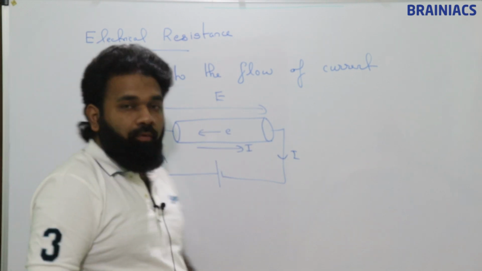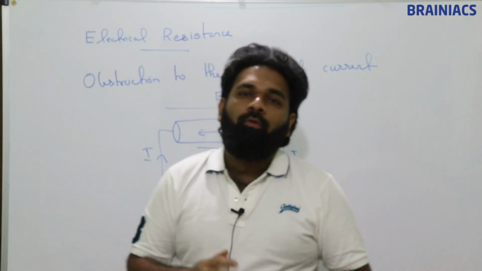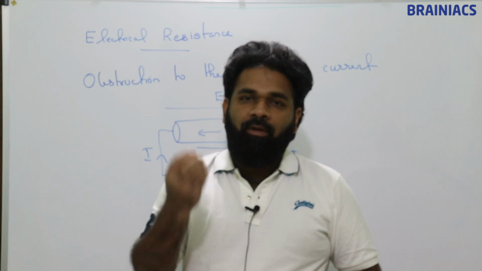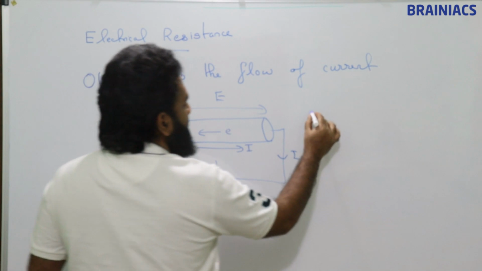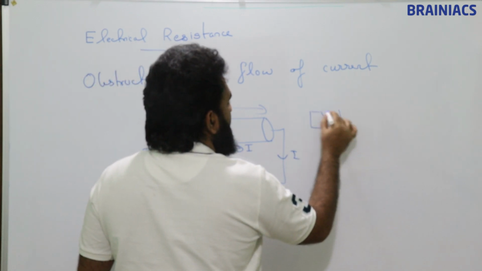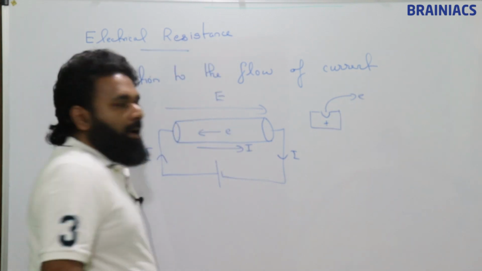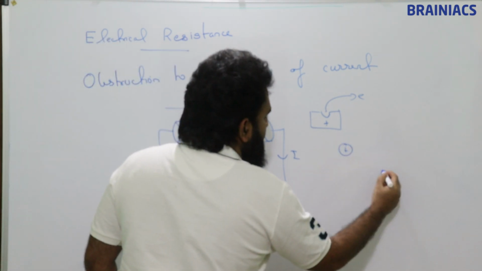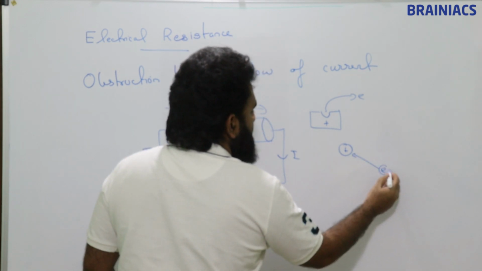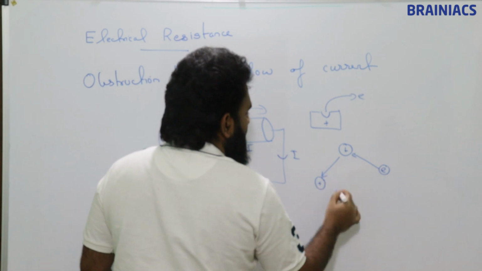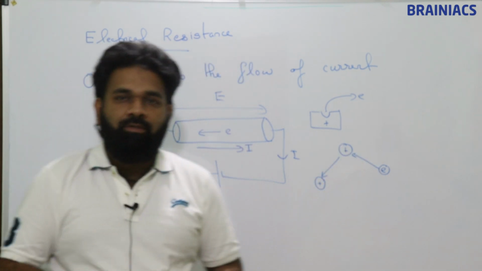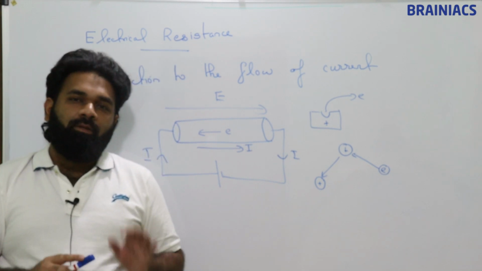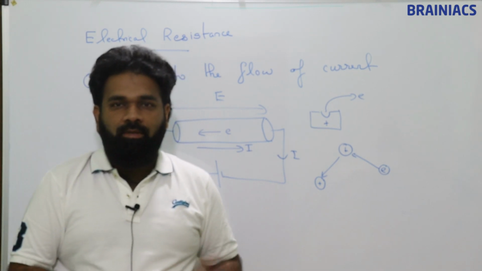When these electrons are moving, they will have to encounter a lot of kernels. What are kernels? Ions, or the vacancy of electrons. From an atom, if electrons move out, it becomes an ion, or we call it a kernel. So this electron will collide with this kernel, then again it will collide with another particle. Likewise there will be a lot of collisions in the path. As a result there will be resistance. So all these collisions are the reason for this electrical resistance.